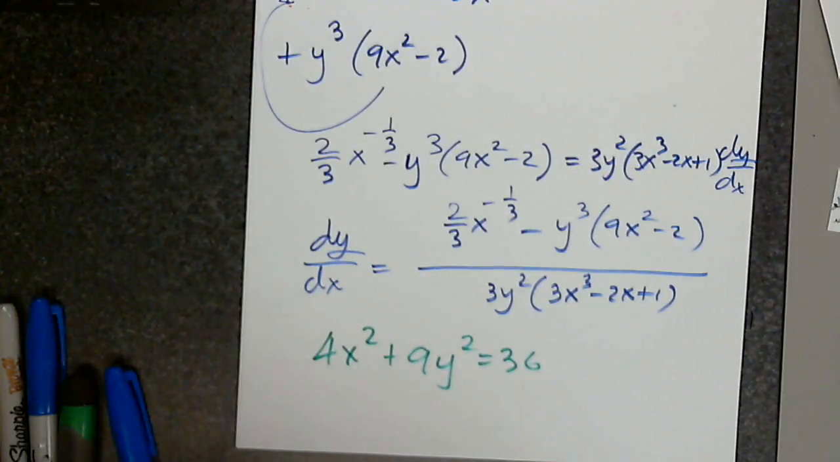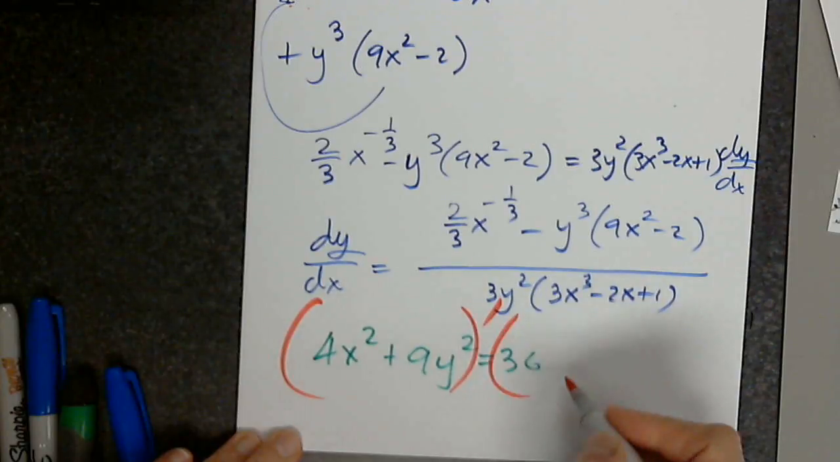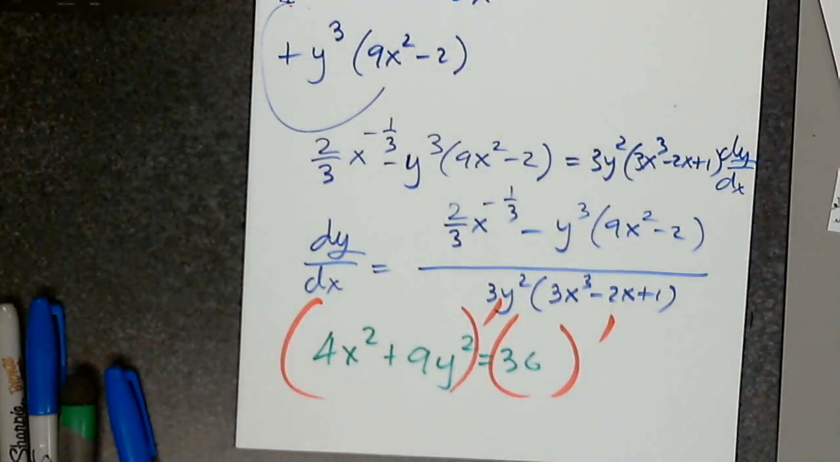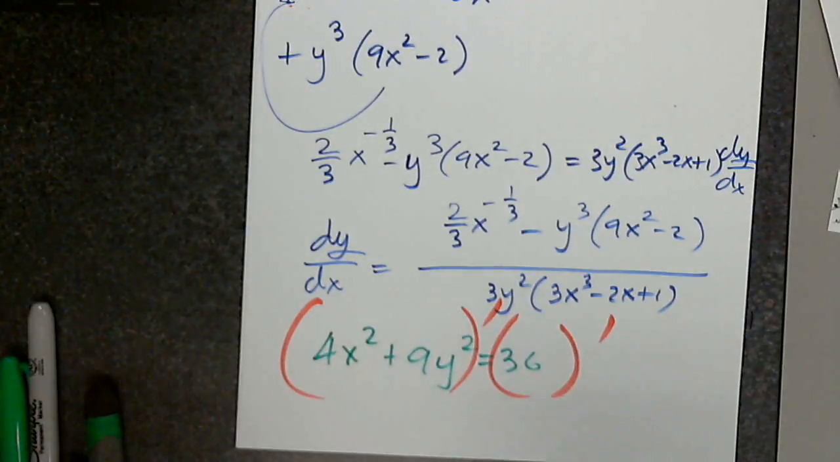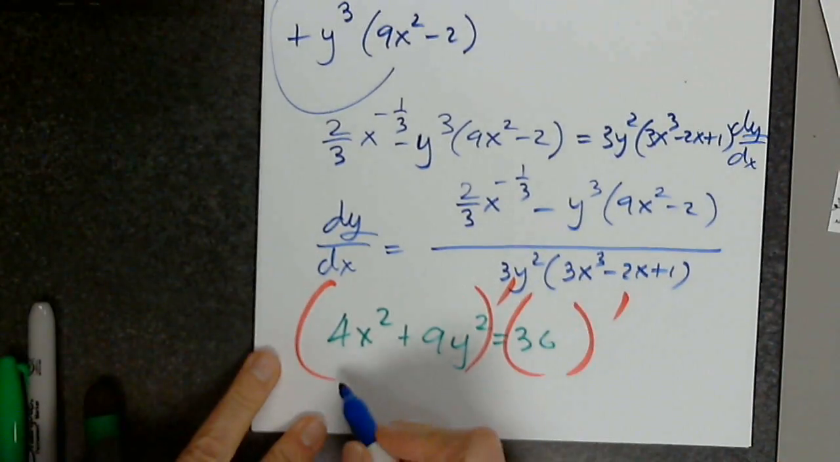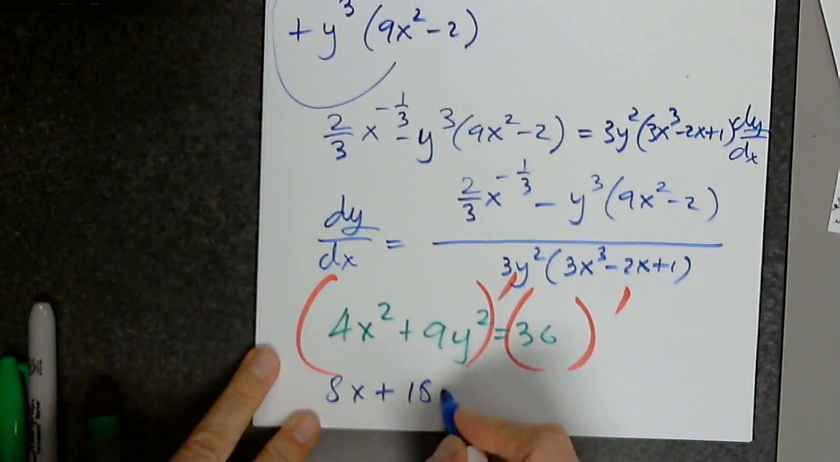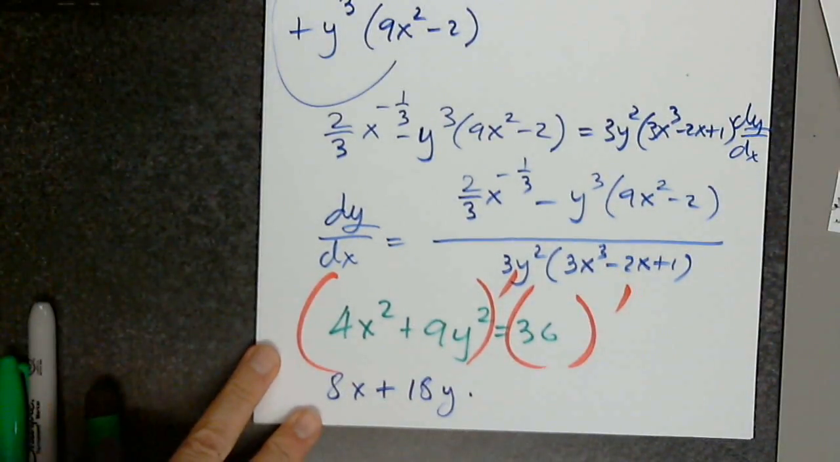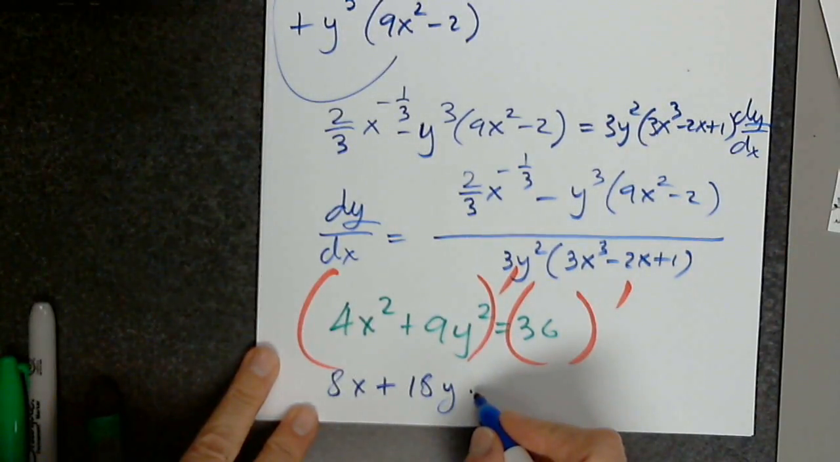Implicit. Very good. So for implicit differentiation, all I have to do is differentiate the left-hand side and differentiate the right-hand side. So how do I write the left-hand side? Can anyone tell us what to do? So 8x plus, yes, 18y times, y is not a variable, y is a function, times what?